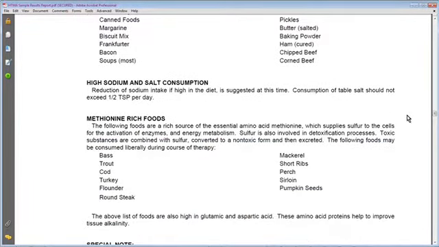Methionine-rich foods. The following foods are a rich source of the essential amino acid methionine, which supplies sulfur to the cells for the activation of enzymes and energy metabolism. Sulfur is also involved in detoxification processes. Toxic substances are combined with sulfur, converted to a non-toxic form, and then excreted.